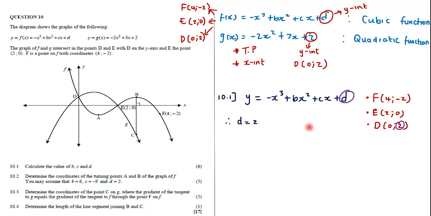It's because at the y-intercept, x is 0. This basically means we're substituting 0 here, and there, and there. Once we do that, we're left with that. And here you'll notice that 0 is the x coordinate of d, so the y coordinate is going to be 2, hence d is equal to 2.